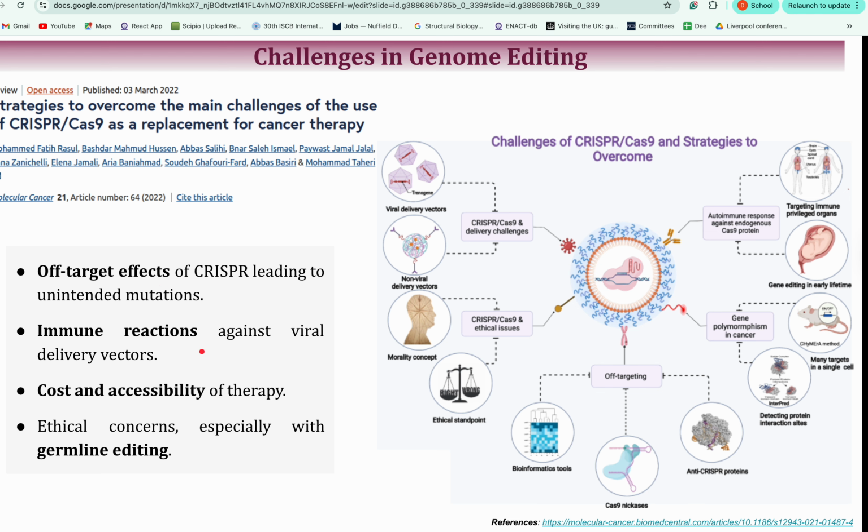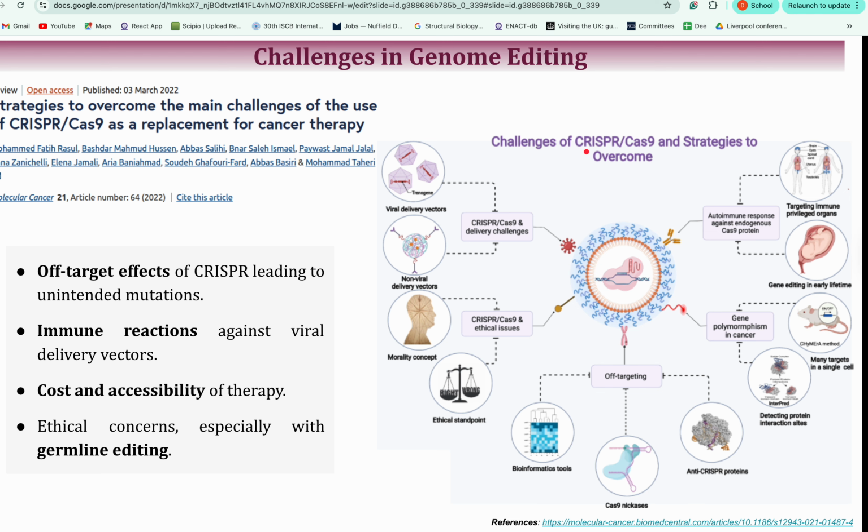Then come immune reactions against the viral delivery vectors. The vectors I am using to deliver this CRISPR-Cas system into the cell could also be fought by our cells, so there is a chance of immune reaction. Then there is the cost and accessibility of the therapy. It is quite costly, so not everyone will be able to access it. Then ethical concerns, especially with germline editing. In cases where we are editing the germ cells, many ethical concerns arise.